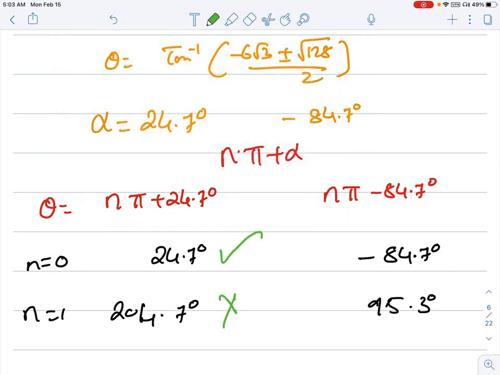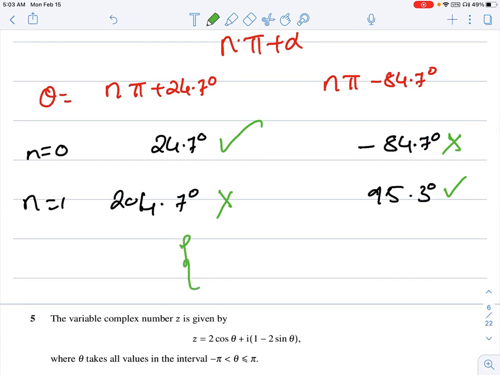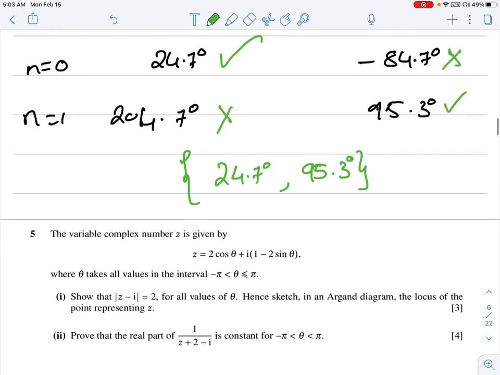So as such, the angle should be lying between 0 and 180. So what am I going to do? I am going to consider 24.7, and the negative angle is not considered. 204.7 is also not considered. 95.3 is considered. So my final answer is 24.7 comma 95.3. I am not trying n is equal to 2 and 3 because n is equal to 1 is already more than 180. So n is equal to 2 will obviously be more than 180.